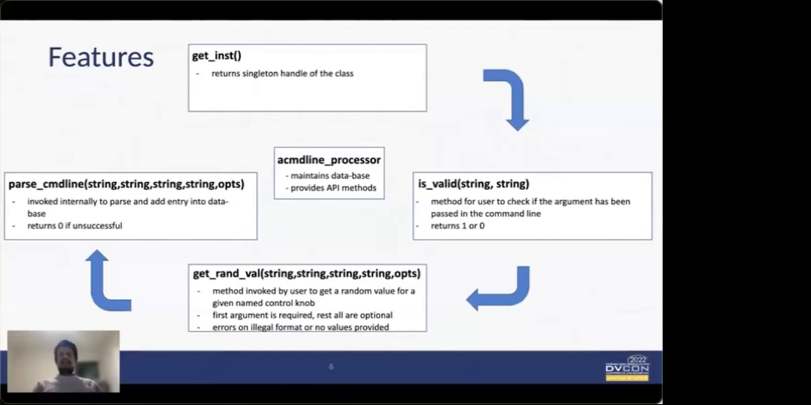So the A command line processor is the main class, which basically maintains the database of all the objects created of the type A command line ops. And it also provides the API methods which are used by the users. Most of the functions and fields are not protected or private, so the user can directly access them, but it's not advisable and it's not in the best interest to use that. And I'll show you which methods the user really cares about and needs to call while everything else flows under the hood. So getInst returns the singleton handle of the class.